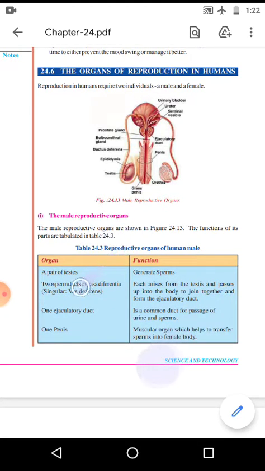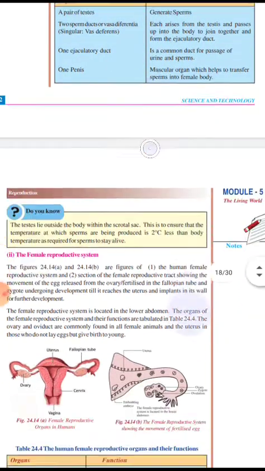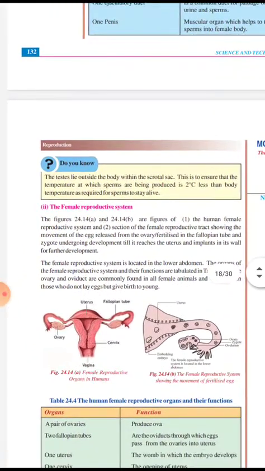Duct means tube, and here is the one ejaculatory duct. It is the common duct for both urine and sperms. And you have here a penis, a muscular organ which helps to transfer the sperm into the female body. So these are the male reproductive organs, and we will see the female reproductive organ.